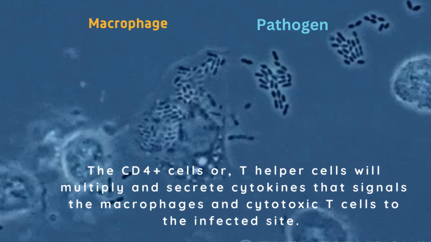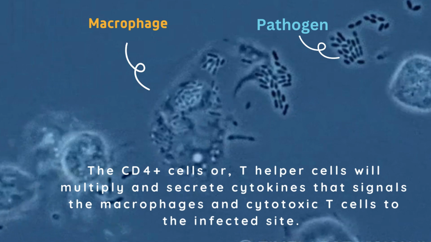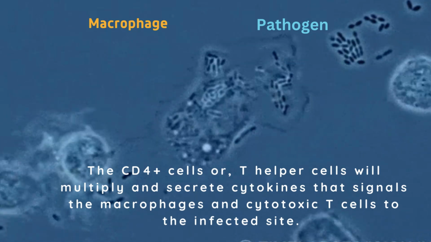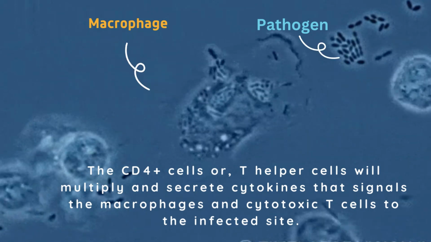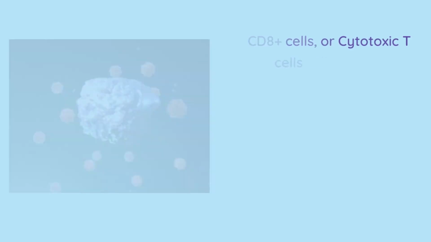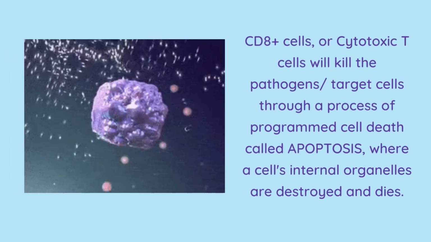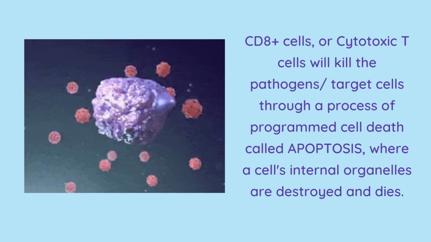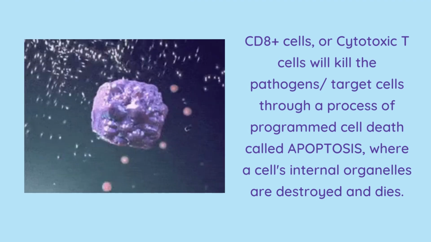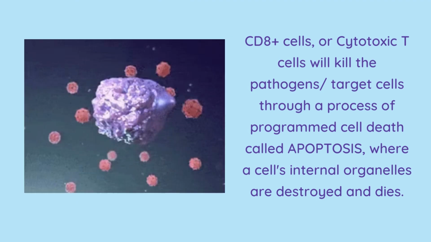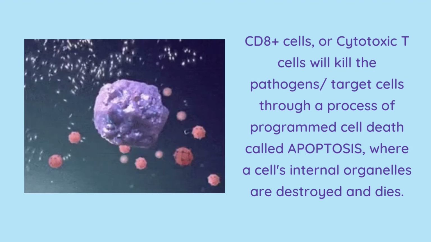The CD4+ cells, or T helper cells, will multiply and secrete cytokines that signal the macrophages and cytotoxic T cells to the infected site. CD8+ cells, or cytotoxic T cells, will kill the pathogen/target cells through a process of programmed cell death called apoptosis, where a cell's internal organelles are destroyed and it dies.